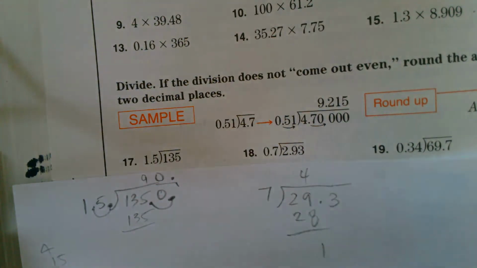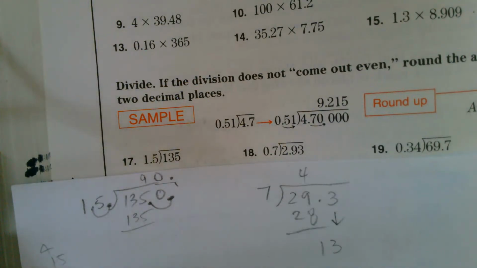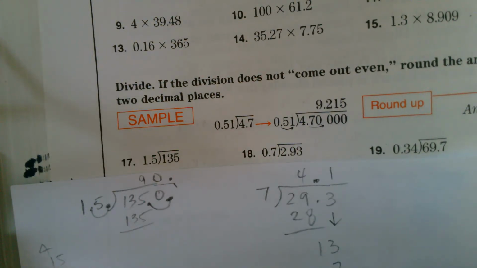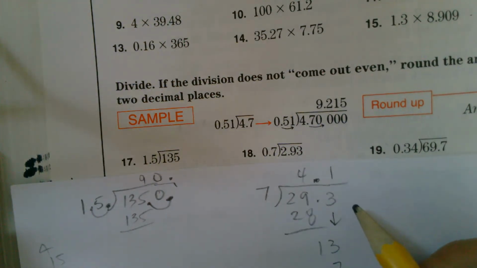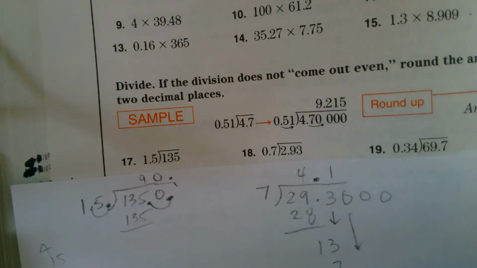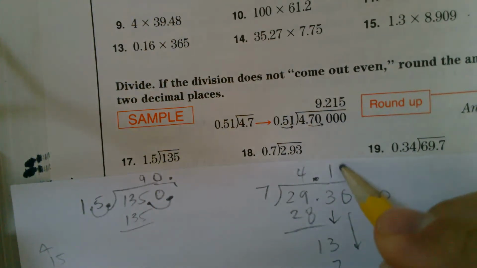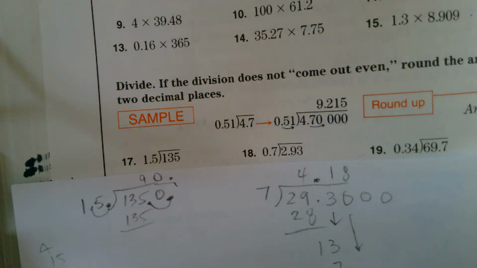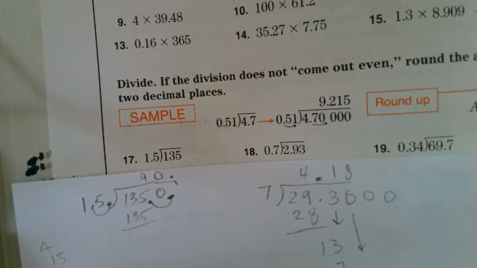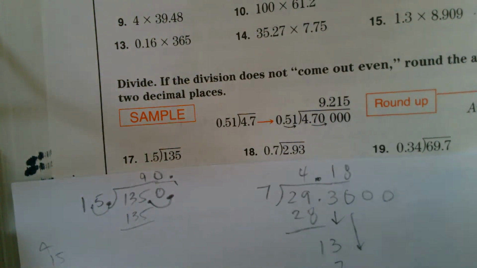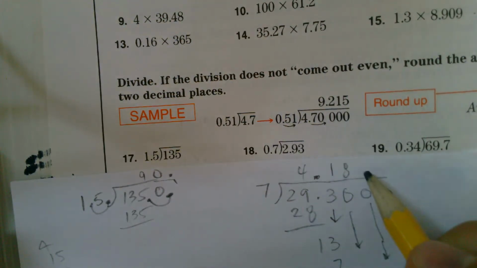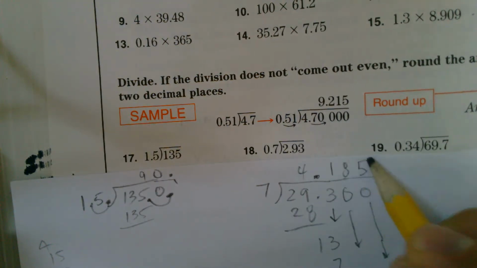So it gives us 18. 7 can go into 18 twice, which gives us 14. 18 minus 14 gives us 4. Here we go down to 3, so we add a 0 and pull down a 0. So gives us 40. Would be 5 times 7 with 35. We got another 0. 49. This would be 7 times 7 with 49.